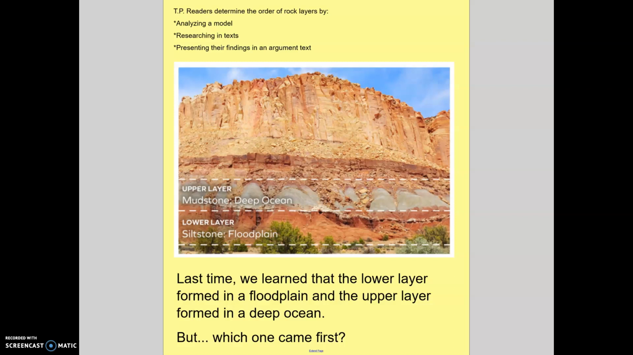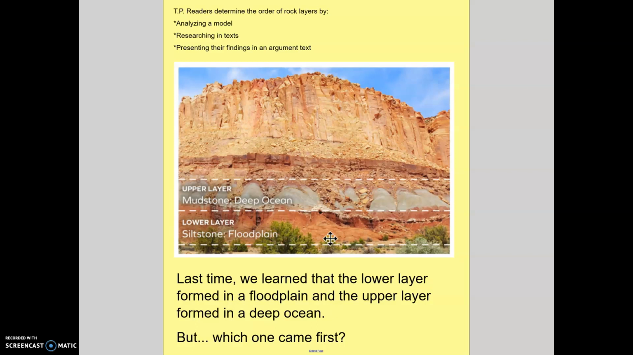Welcome back to Science. In our last lesson, we learned that the lower layer of Desert Rocks National Park formed in a floodplain, and the upper layer formed in a deep ocean. We know that the lower layer used to be a floodplain because we found siltstone. Siltstone tells us that a place could have been either a floodplain or a river delta, but then we found the lepidodendron plant fossil, which used to grow where lots of plants used to live. So after we researched both floodplains and river deltas, the only one with lots of plants was a floodplain.